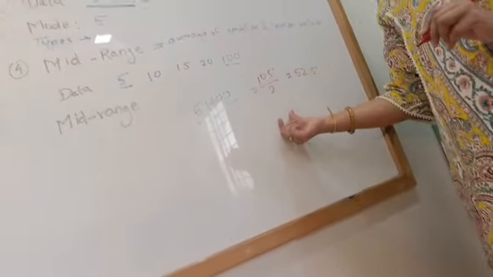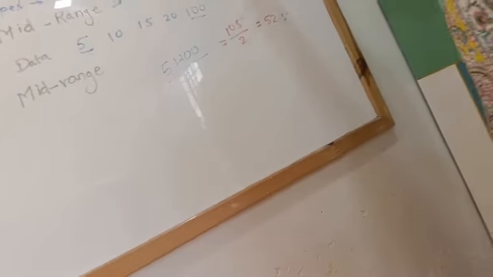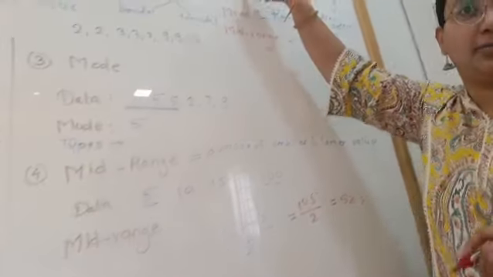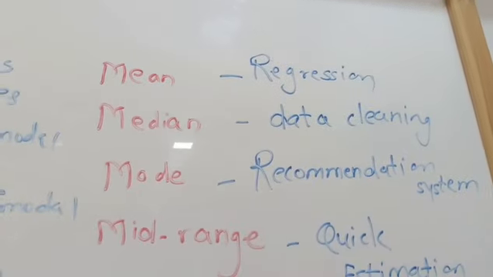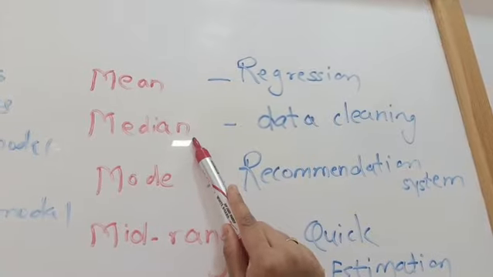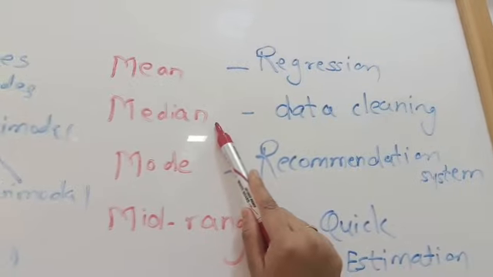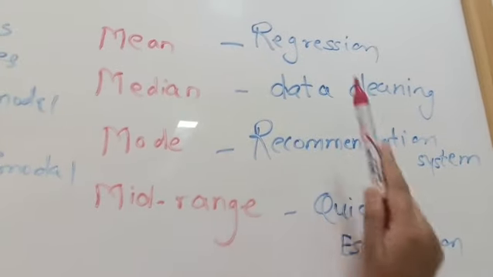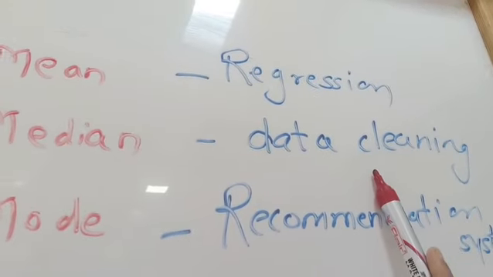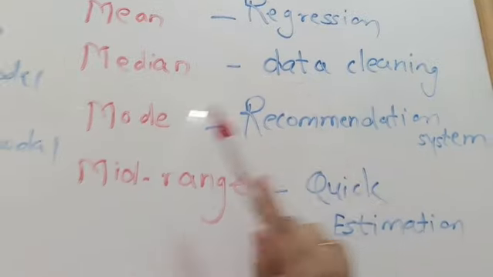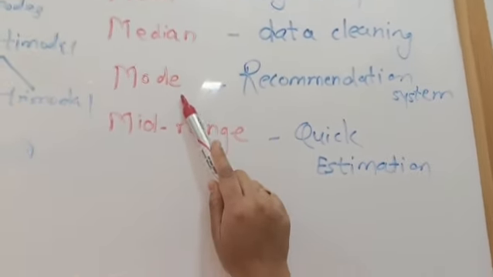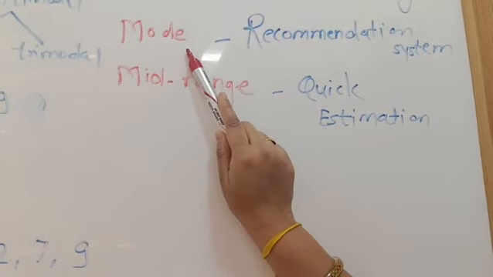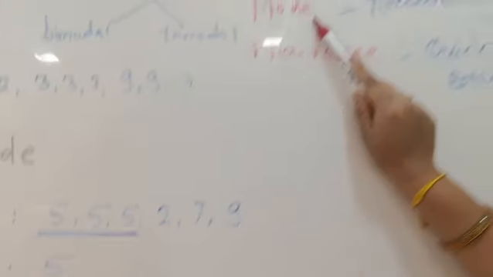So this is the mid-range. So in summary, mean is nothing but the arithmetic mean, that is the average. It is mostly used for regression models. Median is nothing but the middle value. Mostly we use it for data cleaning, filling and handling the missing values. Mode means the most used value, the most repeated values, as per the user's choice.